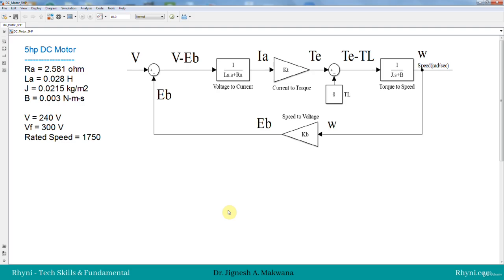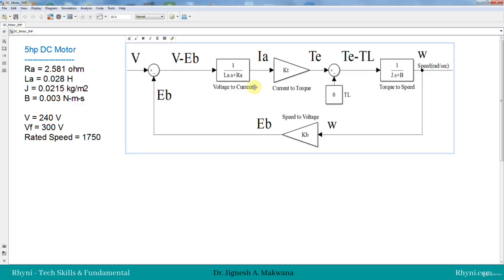In this session, we will derive the simulation model of DC motor. So we have discussed the mathematical model of DC motor. This is the image of the block diagram that we concluded at the last. So we have the DC motor parameters for the 5 HP DC motor.